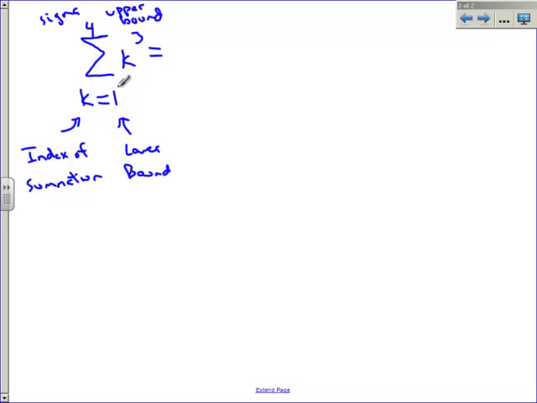This would mean plug 1 in for k, 1 cubed, and then write a plus sign. And then kick your k up by 1 to the next number, which would be 2, and plug it in. And if you plug in 2 for k, you get 2 cubed. And then plug in a 3, and keep plugging numbers in until you get to the upper bound. That's what this summation means. It's a shorthand way of showing to add up a bunch of things. And if we add these all together, we're going to get 100.